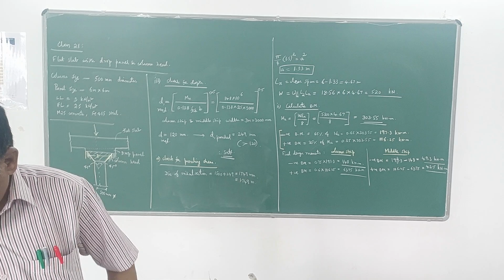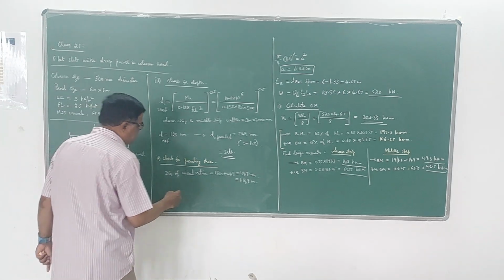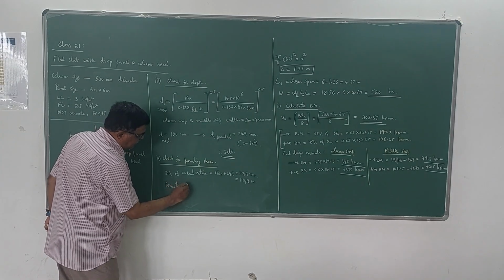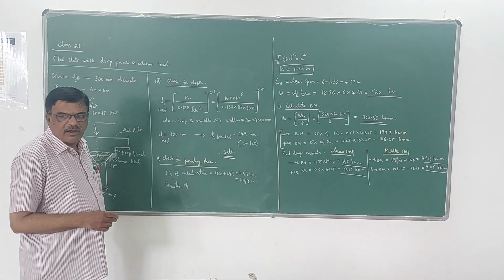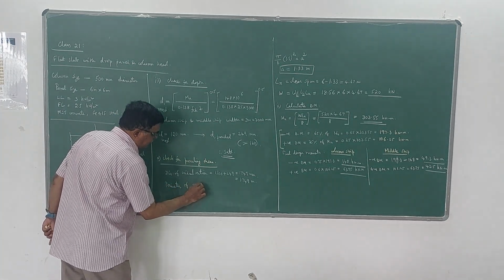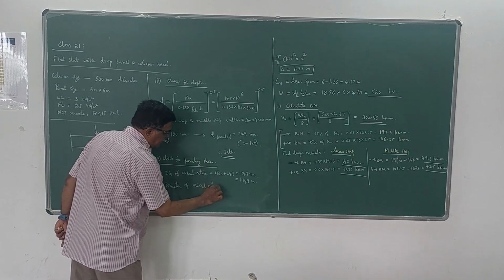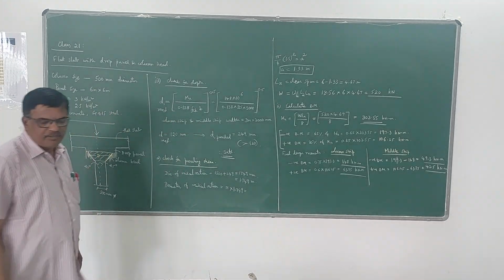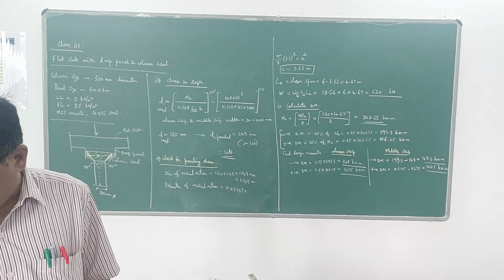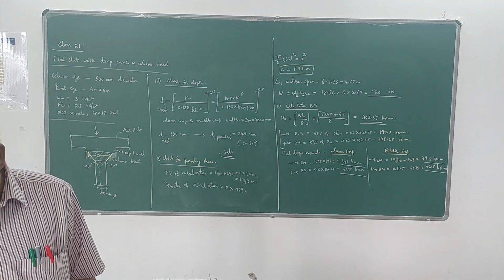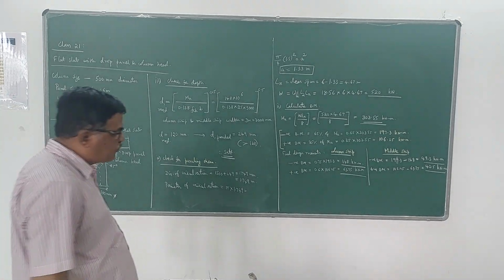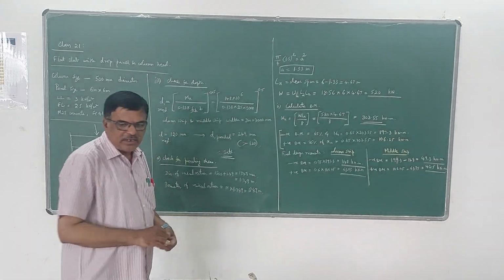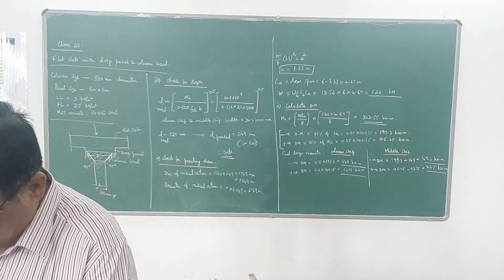What is the perimeter of the critical section, or circumference? Usually in square sections we call it perimeter, in circular sections we call it circumference. Perimeter of the critical section is nothing but the circumference, formula pi into d, that is pi into 1.749. What is the value? 5.49 meters.